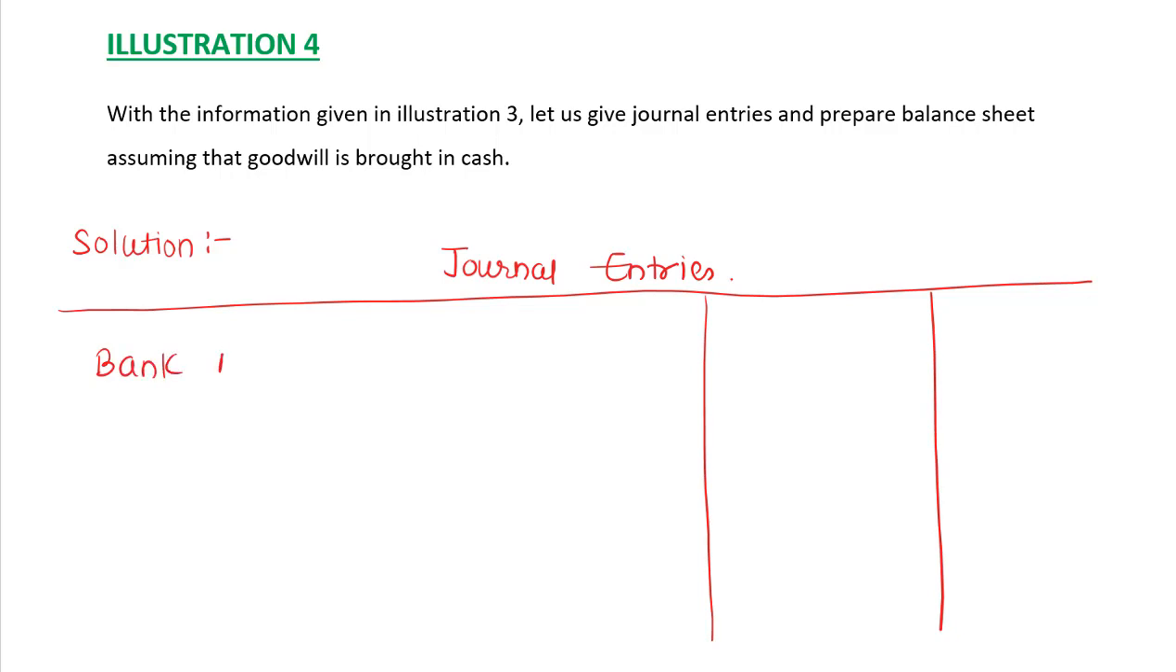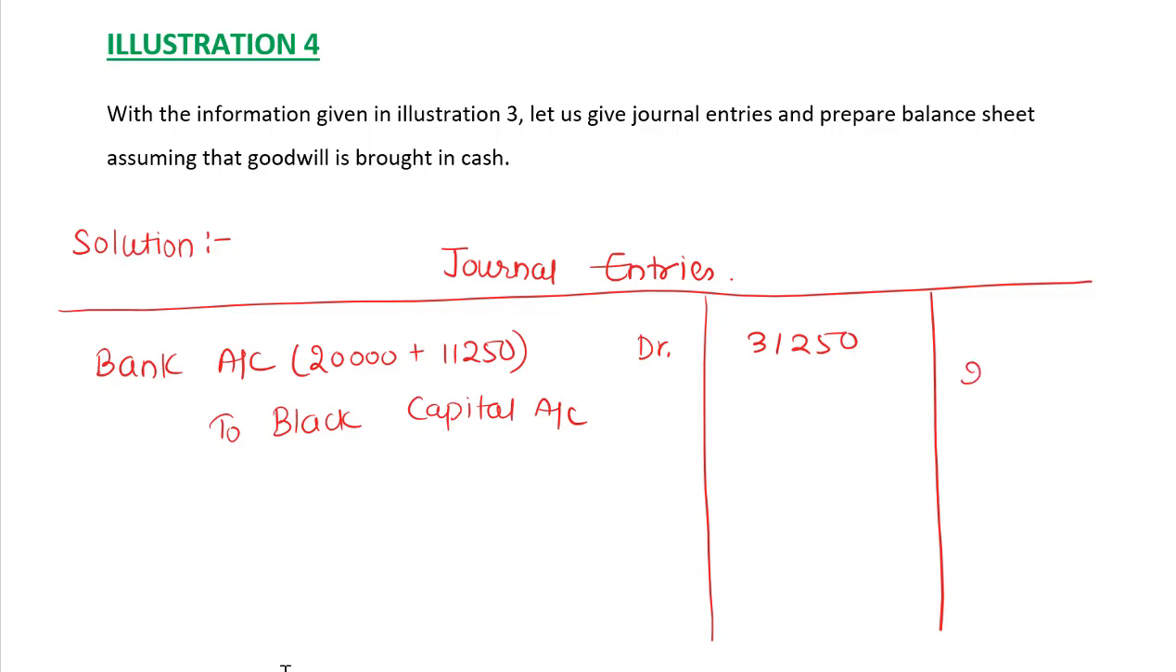Bank account debit 31,250: 20,000 brought in for capital, and 11,250 he needs to bring in for goodwill. So total 31,250 to Black's capital account. For capital he brought 20,000 and for goodwill he brought 11,250 that is distributed between Yellow and Green.